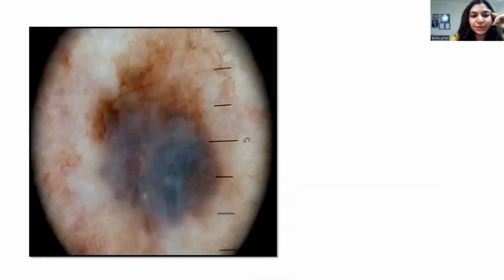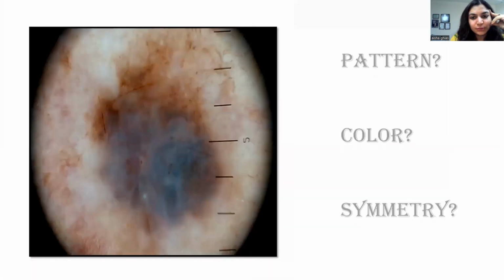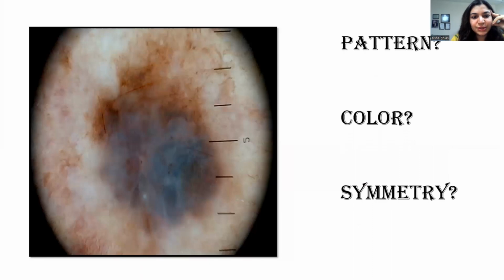Okay, what's the pattern? What's the color? What's the symmetry? The pattern is like homogeneous pigmentation. There's no network, there are no lines or dots or clots, but somewhere it's structureless and somewhere there are structures, but they are not making up any specific type of structure, they are homogeneous pigmentation. However, there are some dots.